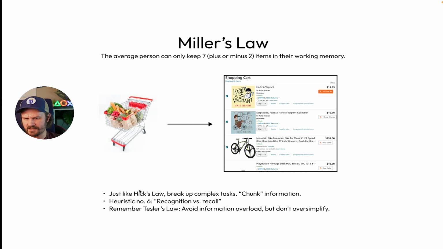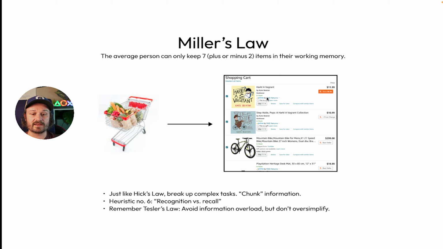And excuse me. Miller's Law also ties into usability heuristic number 6, which is recognition versus recall. And if you recall back from that stream where I discussed that law, recognition versus recall is the idea of not requiring the user to remember, but rather providing the user with the information based on the decisions they have already made.